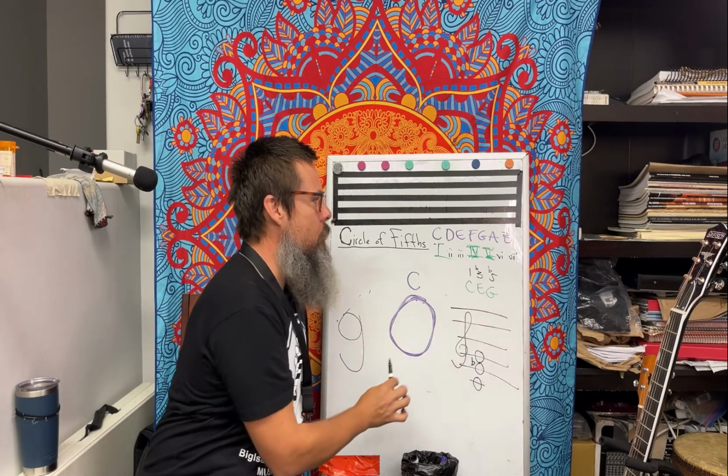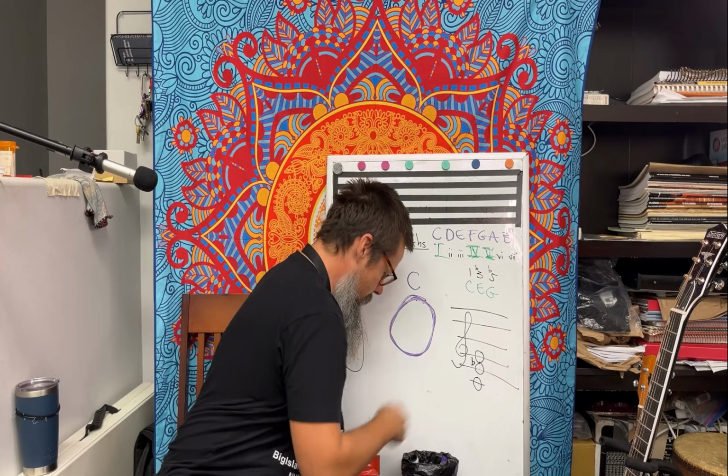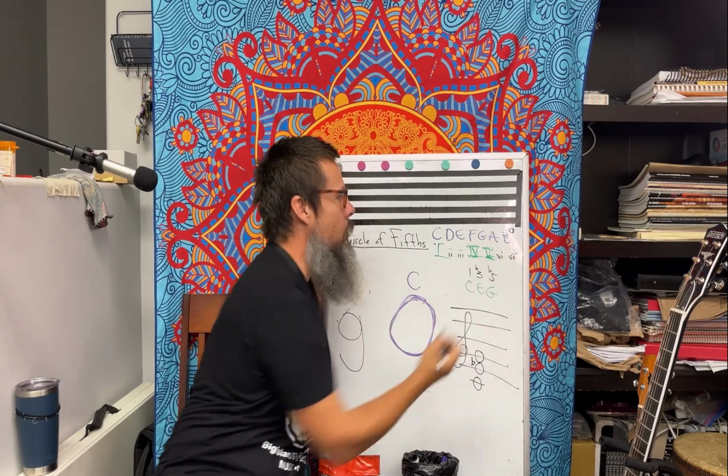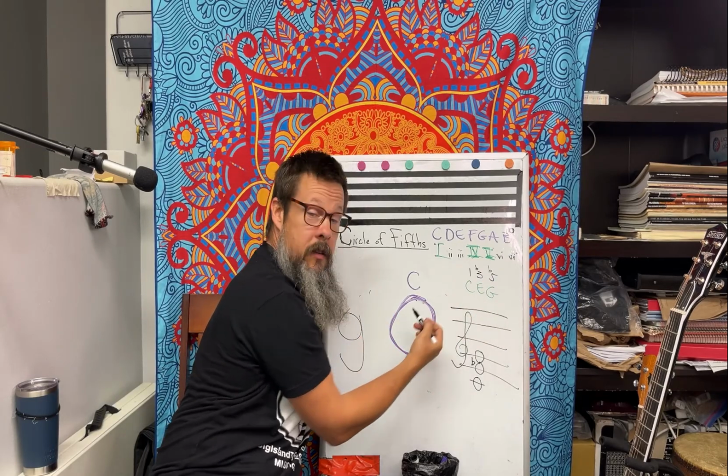When going through all these resources, we find that the B diminished in the key of C has the diminished sign. It's a little circle. When we go through here, we would notice that this chord is now a diminished chord.